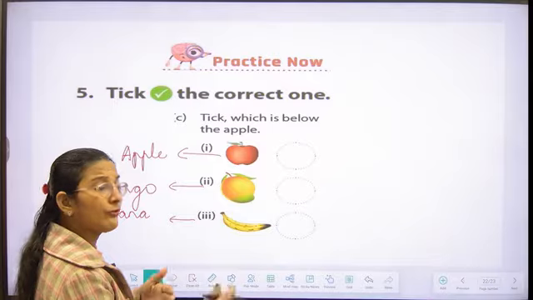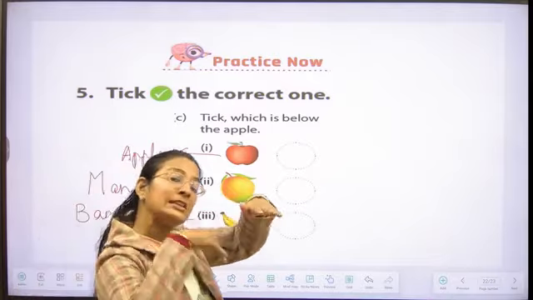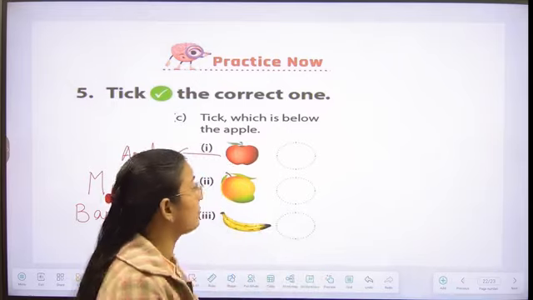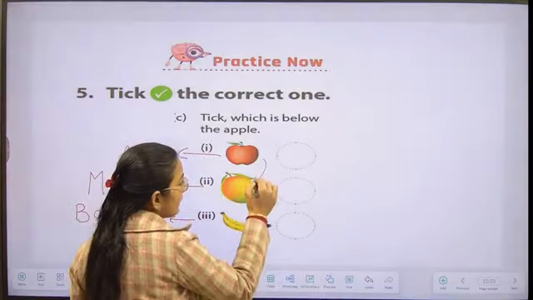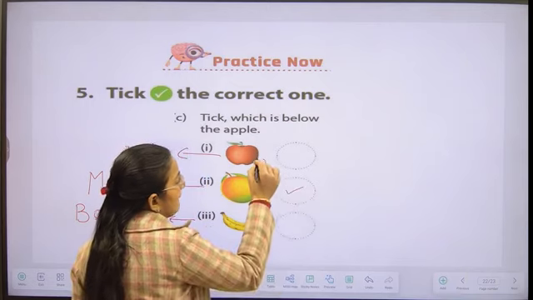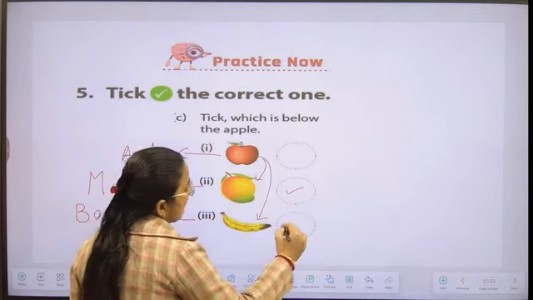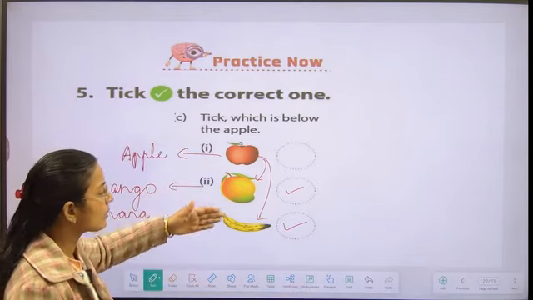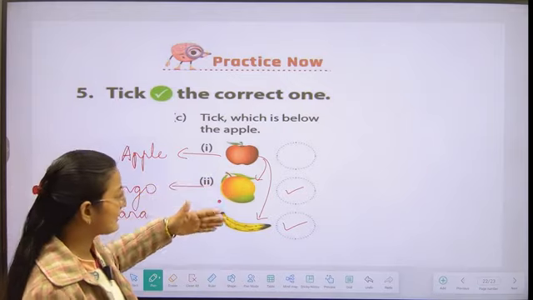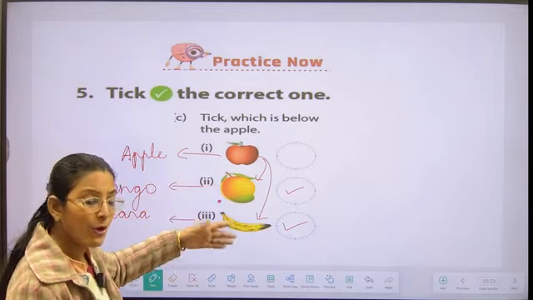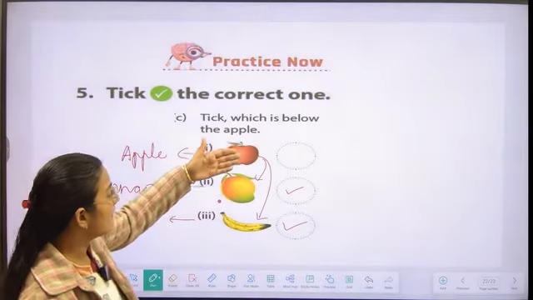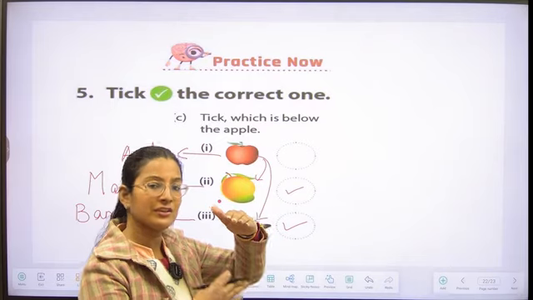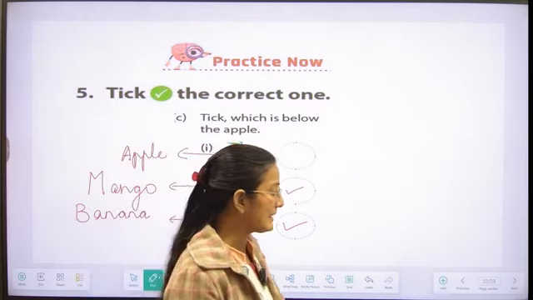एप्पल के नीचे जो फ्रूट है, बिलो का मतलब क्या हुआ? नीचे. तो एप्पल के नीचे जो फ्रूट है, वी हैव टू टिक दैट फ्रूट. तो एप्पल के नीचे कौन सा फ्रूट है? मैंगो. और एप्पल के नीचे कौन सा फ्रूट है? बनाना. So what we have to do? We have to tick both the pictures. First mango and second is banana. Because both the fruits are below the apple. दोनों क्या है? एप्पल से नीचे हैं. So everyone did this exercise?